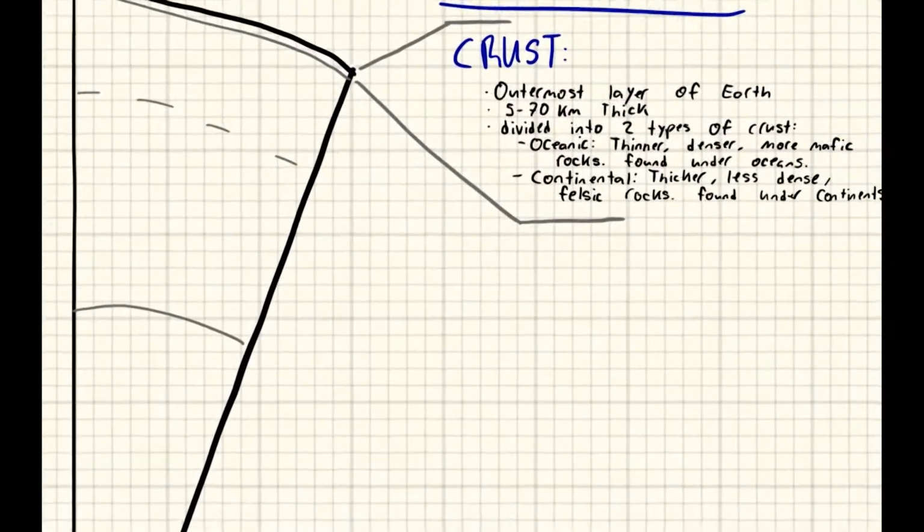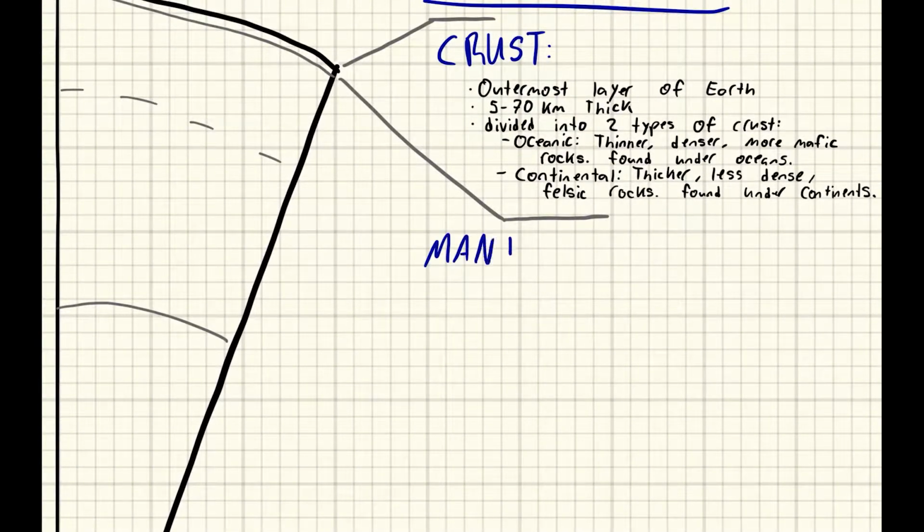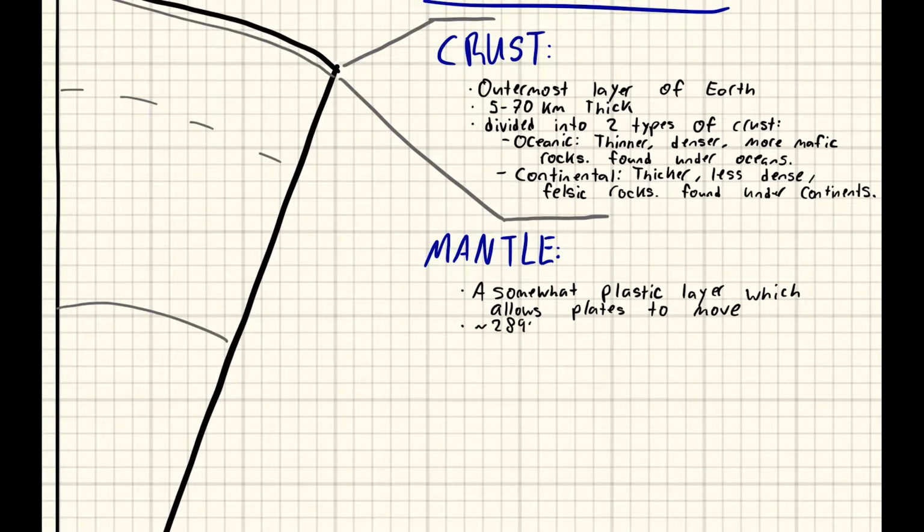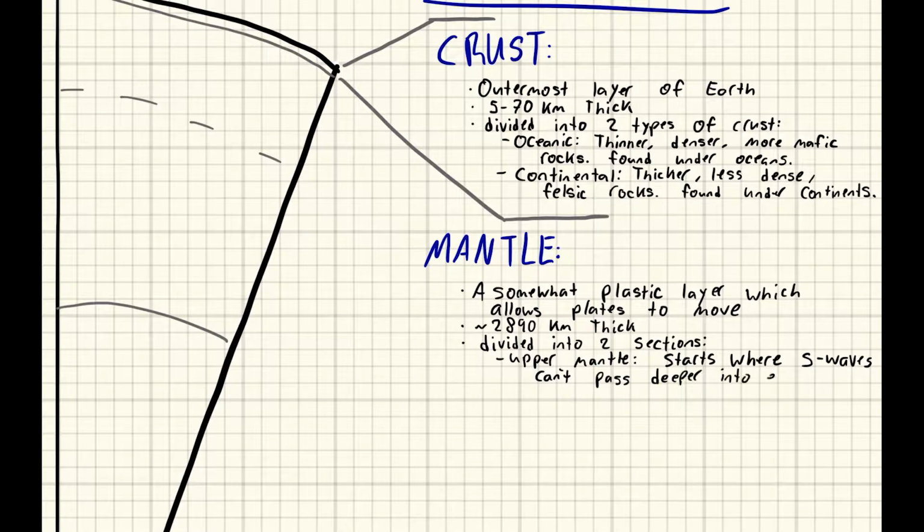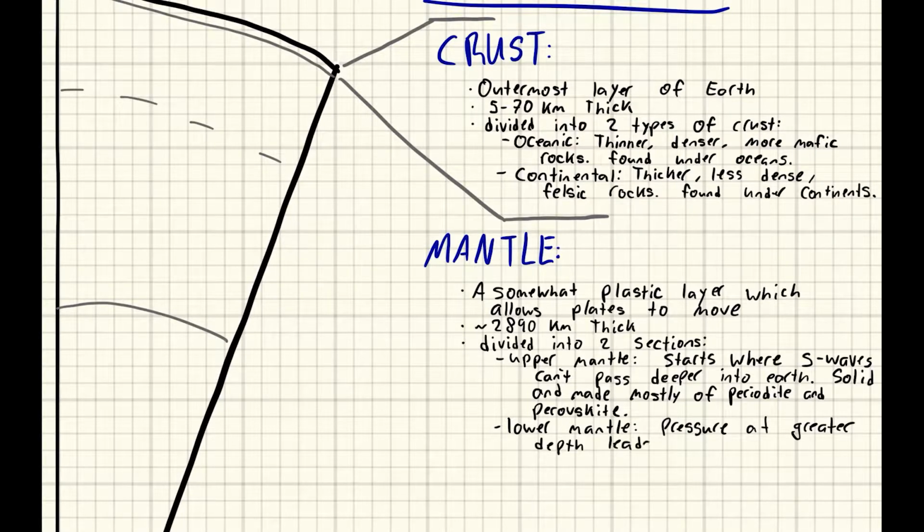The mantle is the next layer of the chemical structure. It is a somewhat viscous plastic layer which allows plates to move on it. The mantle is the thickest layer of the Earth, with a depth of approximately 2,900 kilometers. Because of this, its properties vary greatly and can be divided into upper and lower mantle. The upper mantle is solid and made mainly of peridotite and perovskite, while the lower mantle is less solid due to the high temperatures.